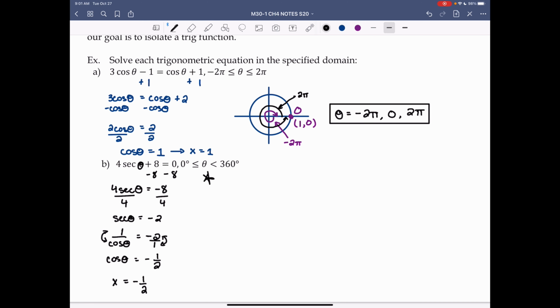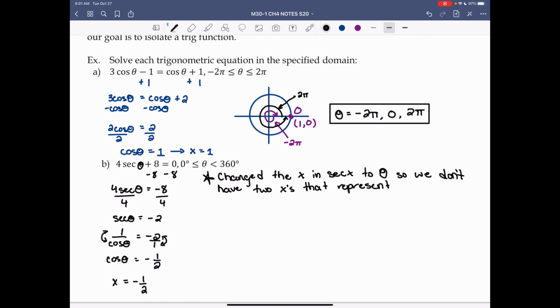Let's write a little note here about that. We changed the x in secant x to theta so we don't have two x's that represent different things. So we had secant x, where x represents an angle, and then we have cos theta, which is an x value on the unit circle. So let's draw a diagram.